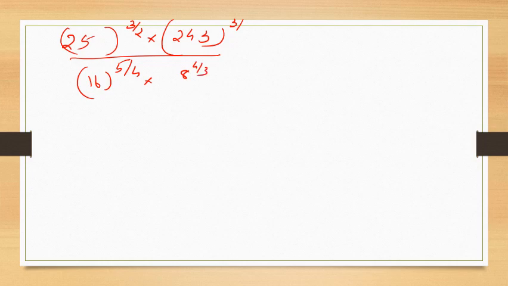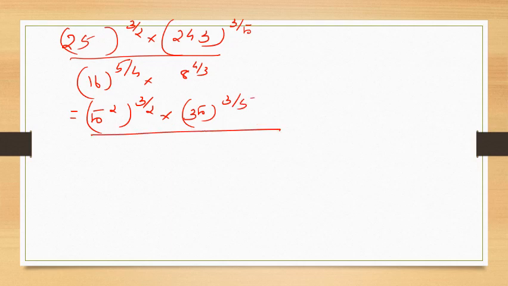So this we can write it as, how to write 25? 25 you can write it as 5 squared raised to 3 by 2. 243 you can write it as 3 raised to 5 the whole raised to 3 by 5, divided by 16. You can write it as 2 raised to 4 the whole raised to 5 by 4. 8 raised to 4 by 3, you can write it as 2 cube the whole raised to 4 by 3.